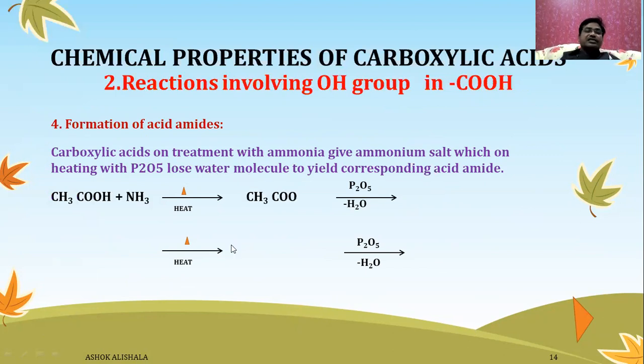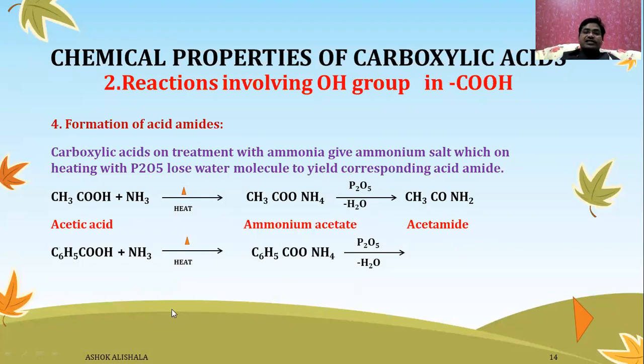Let us see, this is acetic acid heated with ammonia. First we will get ammonium acetate, followed by, when it is heated in the presence of phosphorus pentoxide, we will get acetamide. See, this is acetic acid, this is ammonium acetate and acetamide. First it reacts with ammonia, ammonium acetate is formed. When it is dehydrated, that is, when treated with phosphorus pentoxide at high temperature, acetamide is formed.